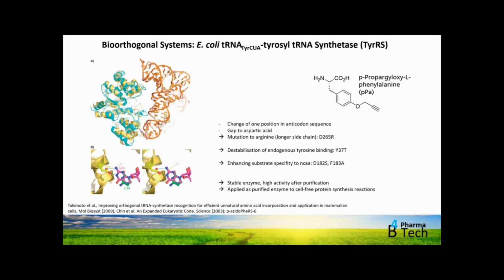Now, here's one example of such a bioorthogonal system. We use the E. coli tyrosyl tRNA synthetase for the introduction of the non-canonical amino acid. Of course, to ensure the bulky substrate can enter the active site of the enzyme, there are some mutations necessary in the enzyme. And on the other hand, also the tRNA needs to be modified slightly to ensure optimum pre-charging of the tRNA with this enzyme. So in this way, for example, the propargyloxy-L-phenylalanine can be pre-charged to a given tRNA. On the other hand, the same enzyme also pre-charges the tRNA with para-azido-L-phenylalanine.